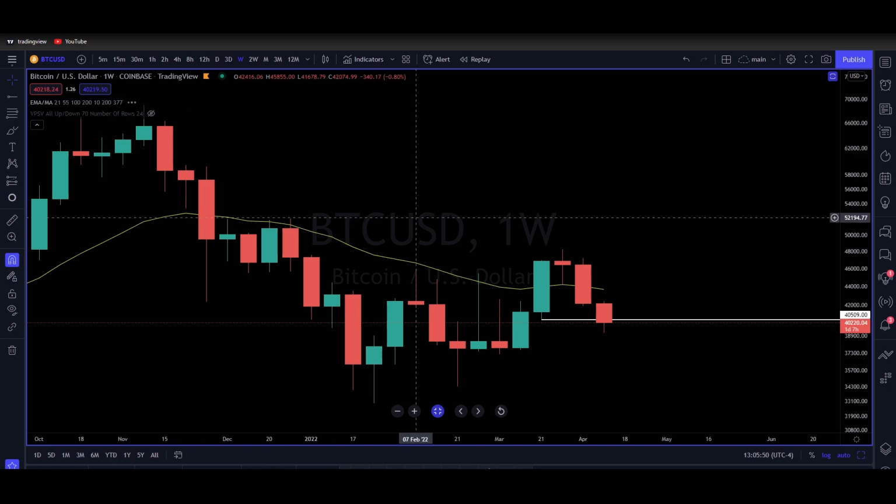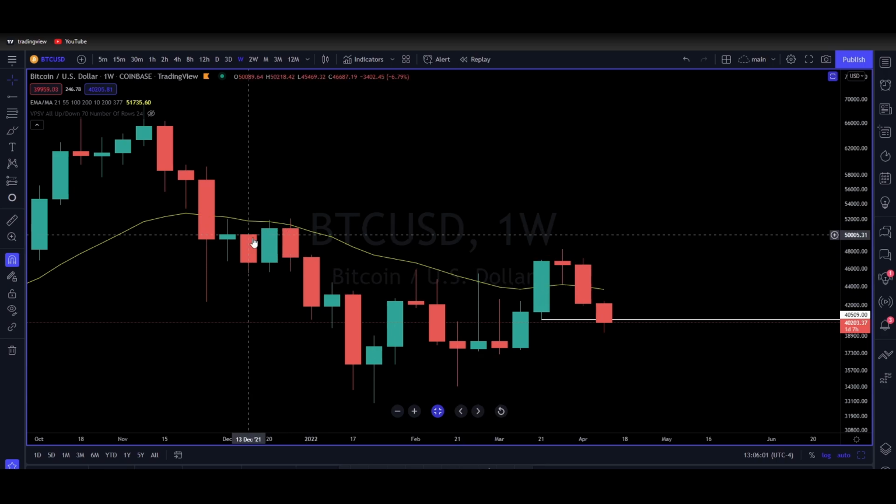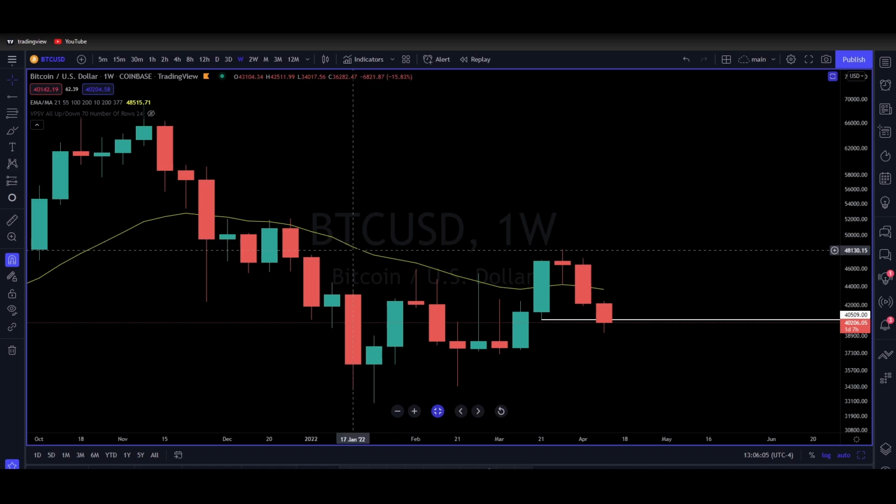Let's go ahead and pull up our weekly exponential moving average. This is the 21 period exponential moving average, not the simple, it's an exponential. I like exponentials better. They are more reactive and they use old price to smooth out the curve, if you will.